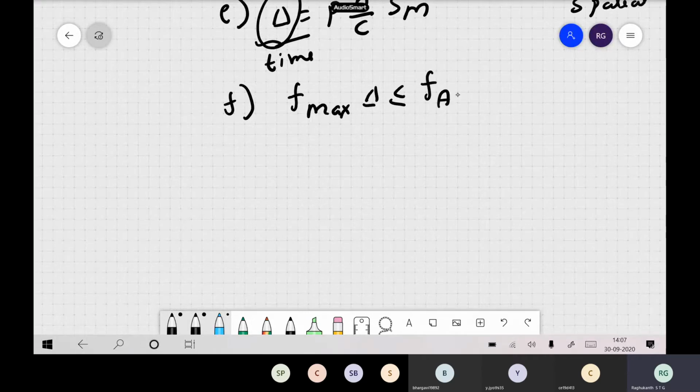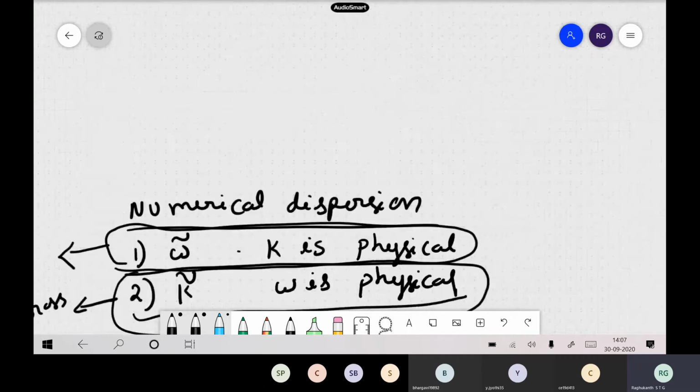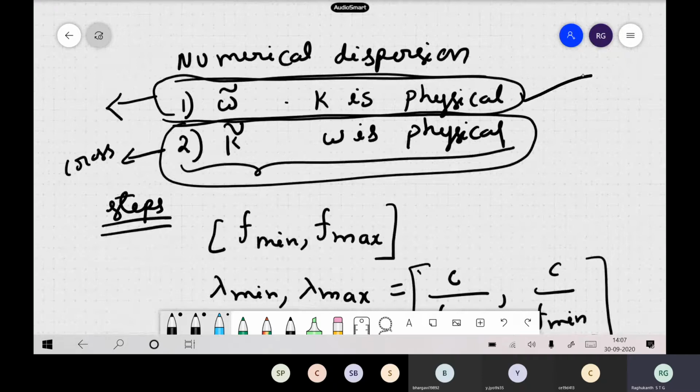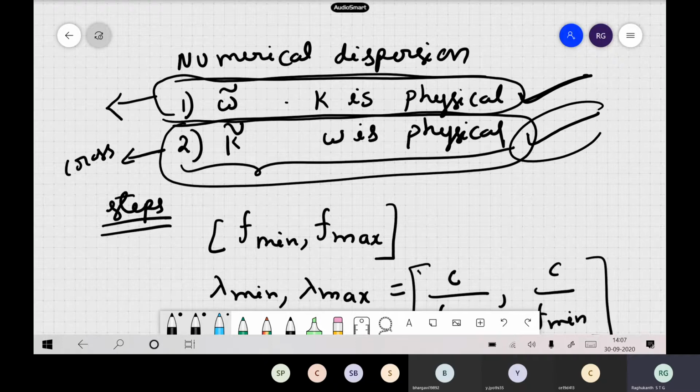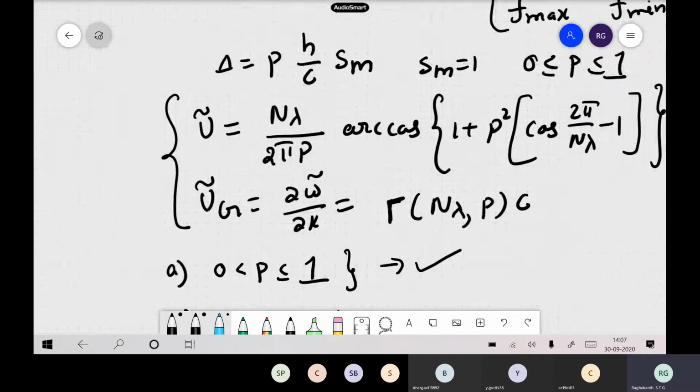Attend this one normalized, p kind of a thing. So this comes from the second one. If you follow all these steps, you can minimize the dispersion for the first case, and both the things will get automatically satisfied. So you start with this, and then you can verify this as a condition. Of course you can do the reverse also.